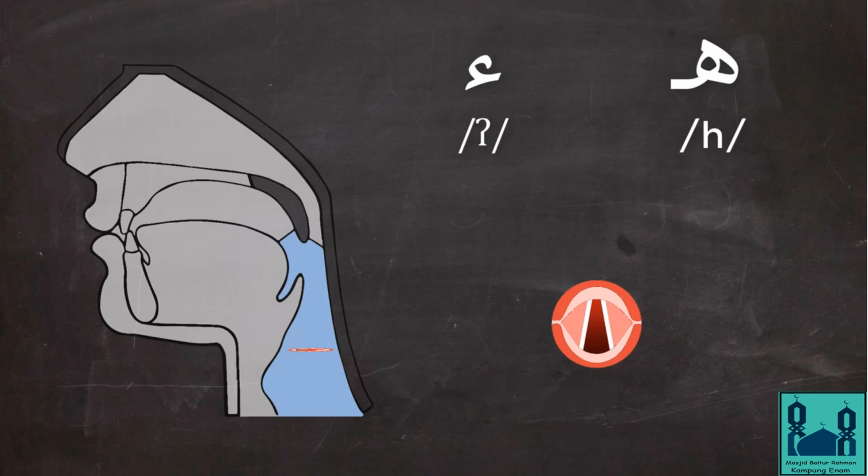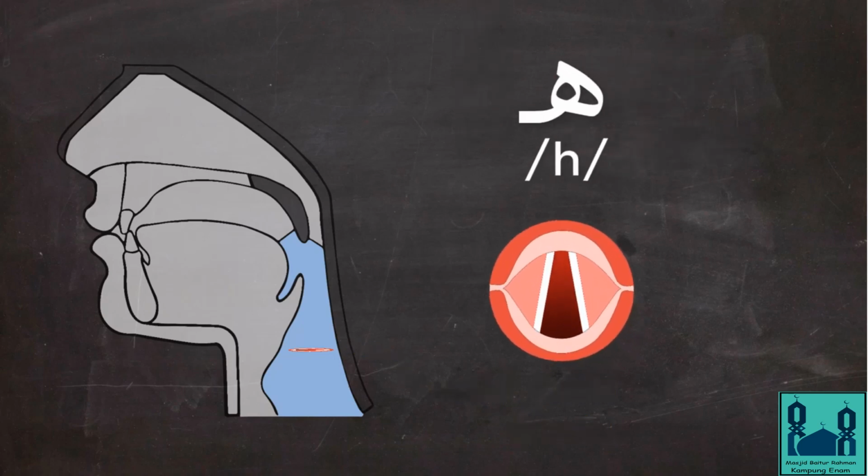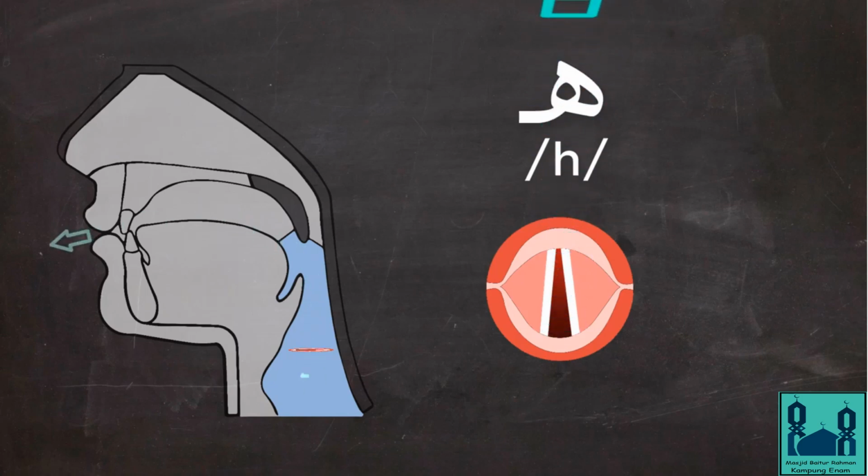Let's start with ha. Ha is simply letting air pass through your vocal cords. The opening of your vocal cords has to be slightly closed so that this friction can take place and the sound can be produced. That little friction sound caused by air passing through is that ha sound. Ha. Ha.